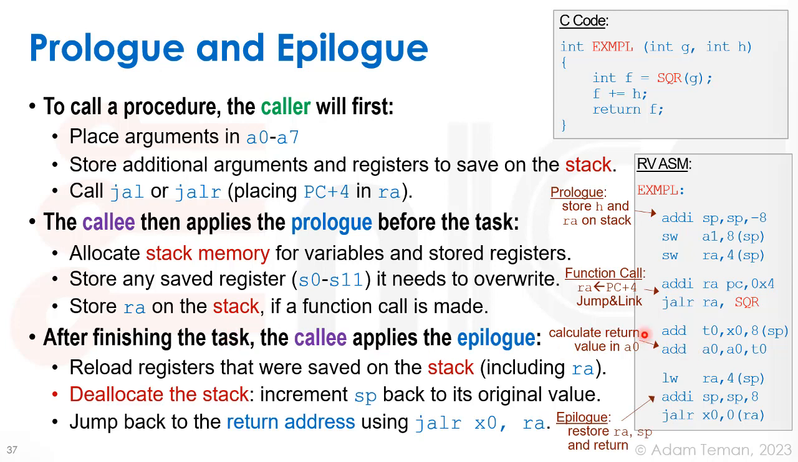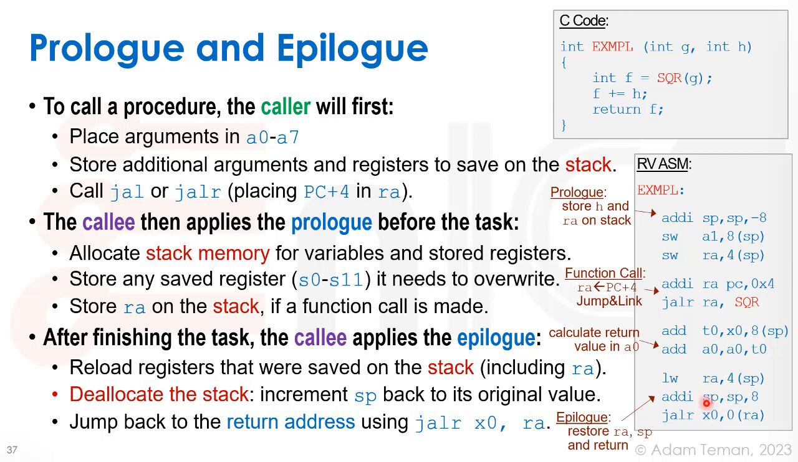Okay, so we finished running whatever we needed to run. This was our task over here, and now we apply the epilogue before we return. So what we need to do is, again, restore the state before we return to the calling function. So we're going to reload the registers that were saved on the stack, including RA. So we load word, stack pointer plus 4, which is over here, right? We stored it in stack pointer plus 4. We're going to return it into RA, and then we're going to deallocate the stack.